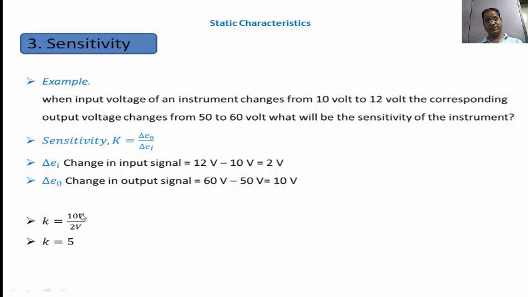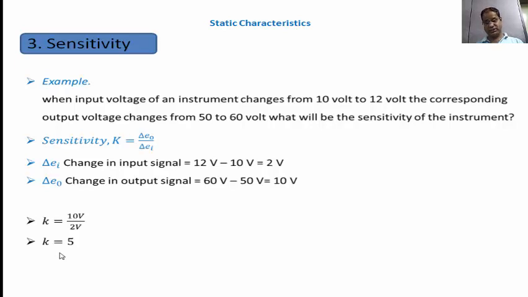So sensitivity K is equal to change in output, which is 10 volt, upon change in input, which is 2 volt. So 10 volt upon 2 volt, so K is equal to 5. So sensitivity is a unitless quantity, and for the given instrument K is 5 in this example. So you can find the sensitivity if you know the change in output and change in input.